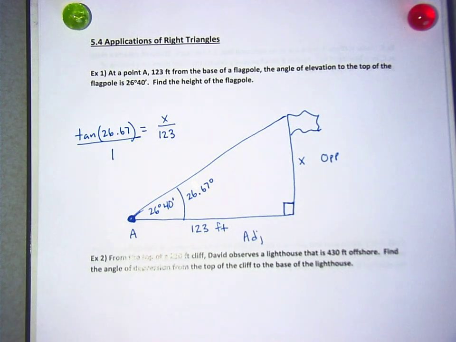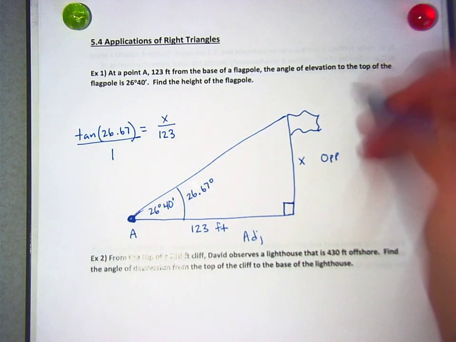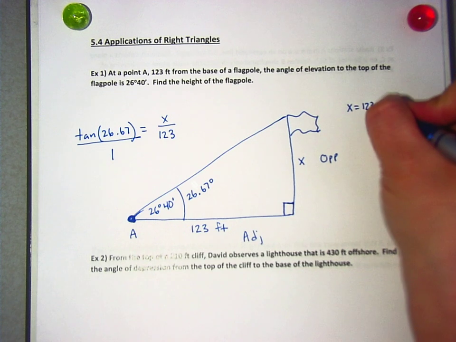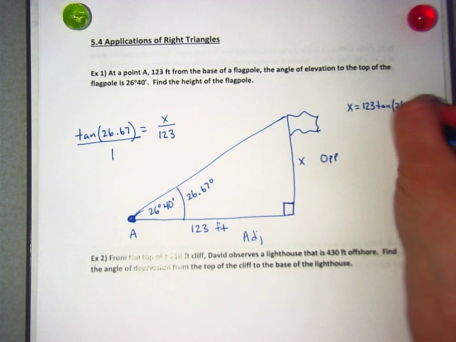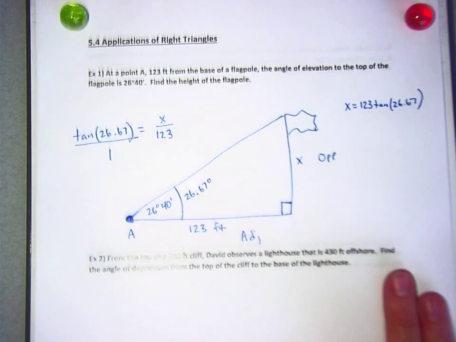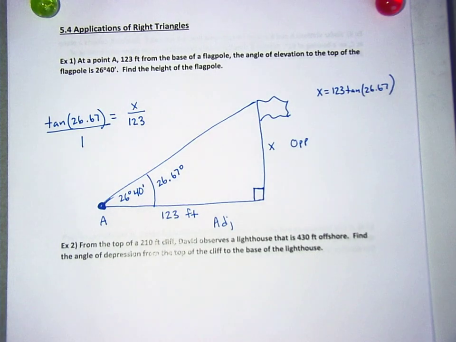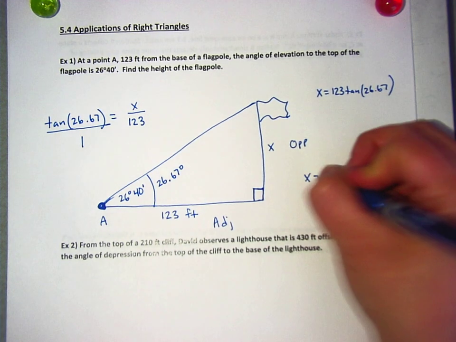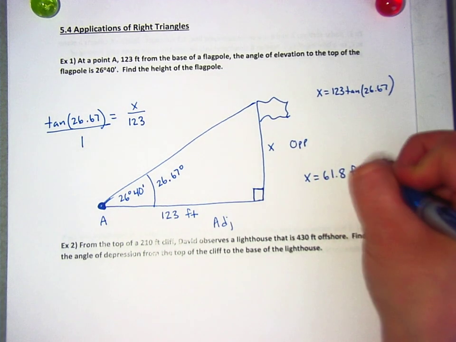To get x by itself, we cross multiply. X times 1 is x. Other side is 123 times the tangent of 26.67. Go ahead and put that in your calculator. 123 times the tangent. Let's go to the nearest tenth. If you did it right, you should get 61.8 feet.